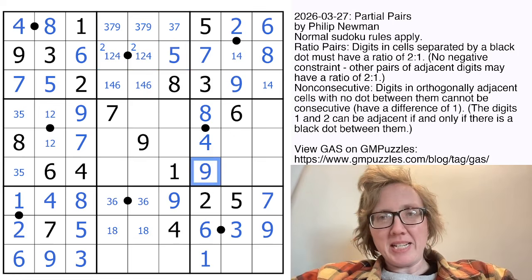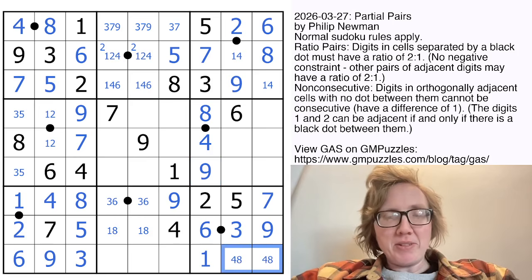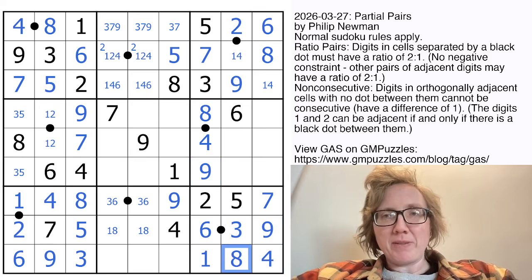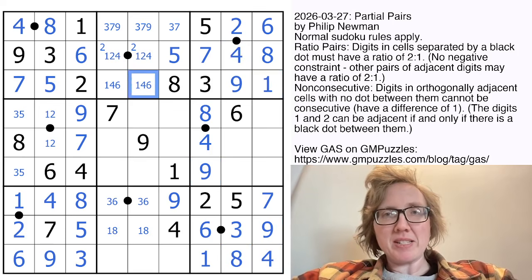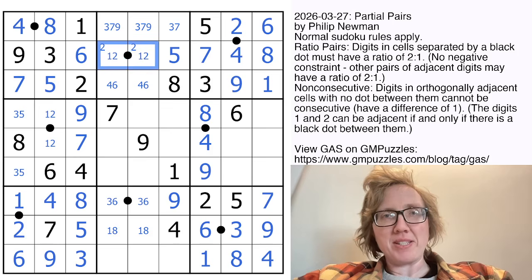Now that's going to be a 9 because that's our last digit in the column. These guys will be 4 and 8, and we can't put an 8 with the 9. So that will be our 4, and that resolves these. So now we know this is not a 2 and 4, this is a 1 and 2.